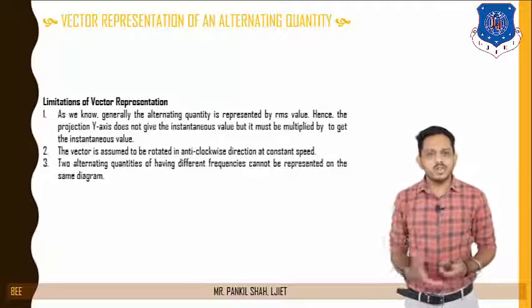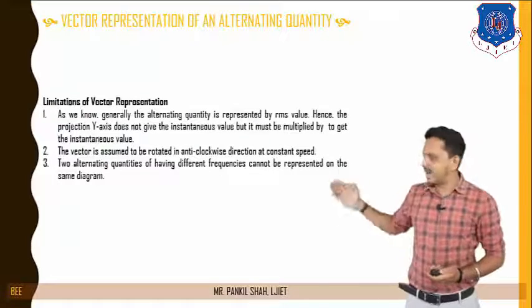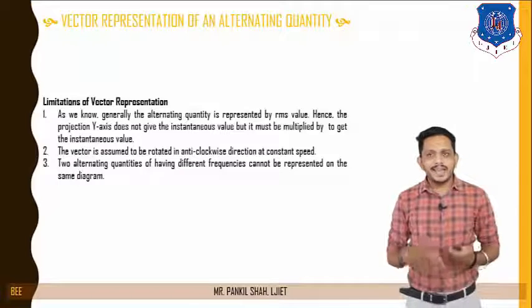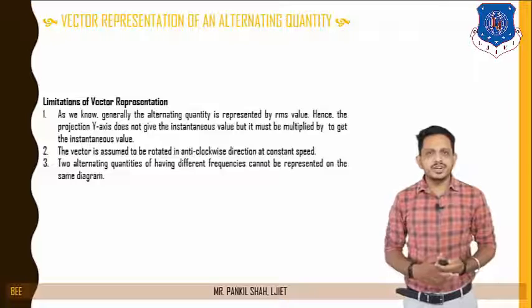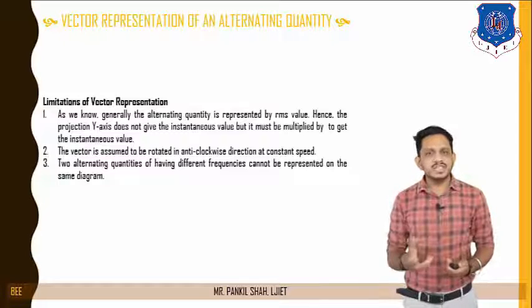There are some limitations of vector representation and they are as follows. We know that generally the alternating quantity is represented by RMS value. Hence the projection on the y-axis does not give the instantaneous value.